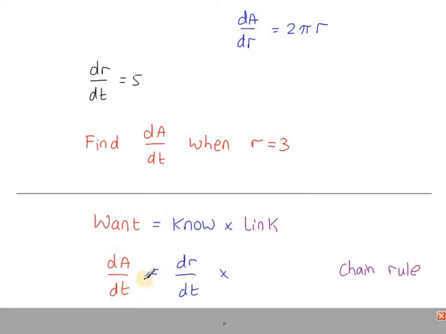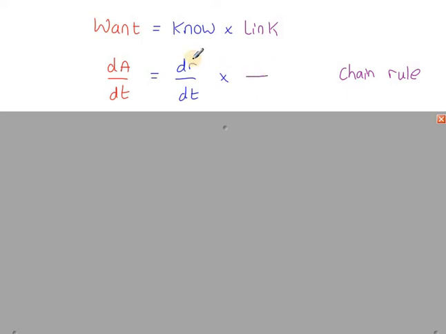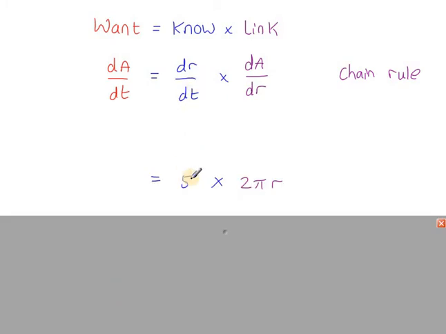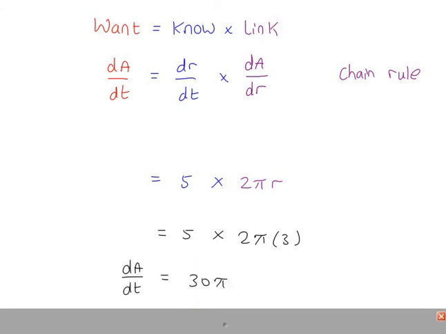So we want dA by dt, we already know that dr by dt is equal to 5, so that goes here. We need a link here, the missing derivative, similar to what we were doing here. So I need a dA here. There's no dr here, there is there, so that needs to cancel out. So that's the missing derivative. Now dr by dt is 5, and dA by dr was 2 pi r. At the instant when r is equal to 3, dA by dt is equal to 30 pi.